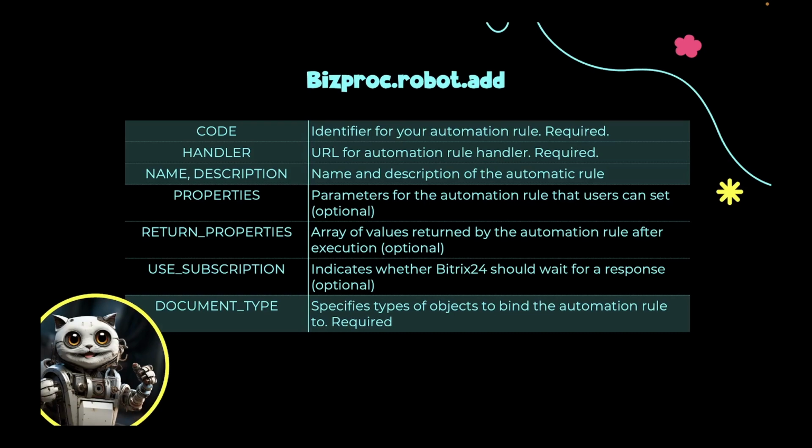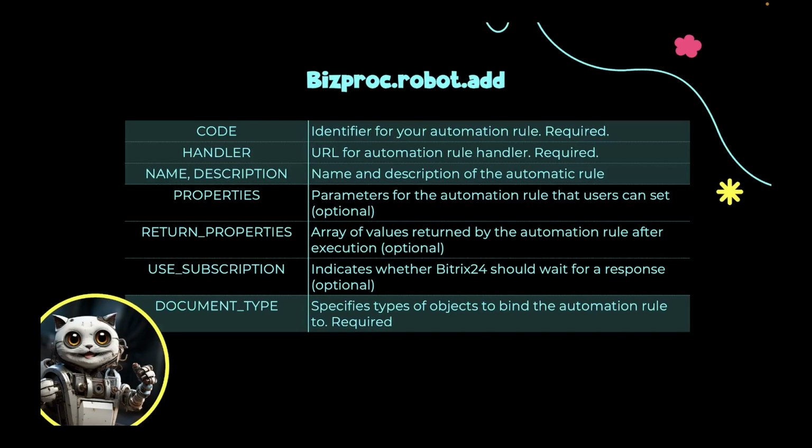Properties, an array of parameters for the automation rule that users can set. Return properties, an array of values returned by the automation rule after execution. Users can use these values in succeeding automation rules. Use subscription, a parameter indicating whether Bitrix24 should wait for a meaningful response from the automation rule handler. This is crucial, and I'll talk more about it later. And document type, binding the automation rule to specific types of Bitrix24 objects, such as leads, deals, or tasks.